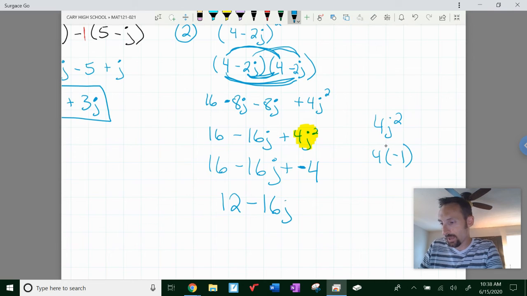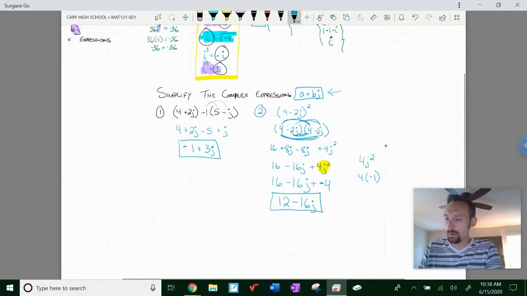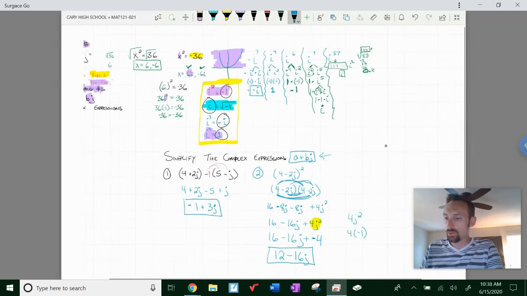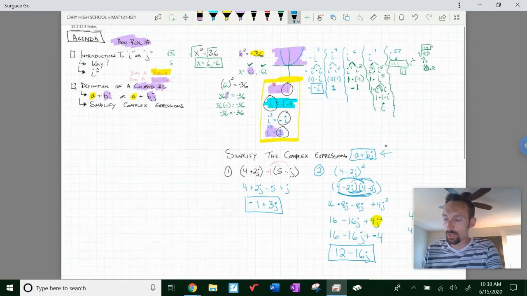And so now I have something in that form. Okay. All righty. And so that's a little introduction to complex expressions.